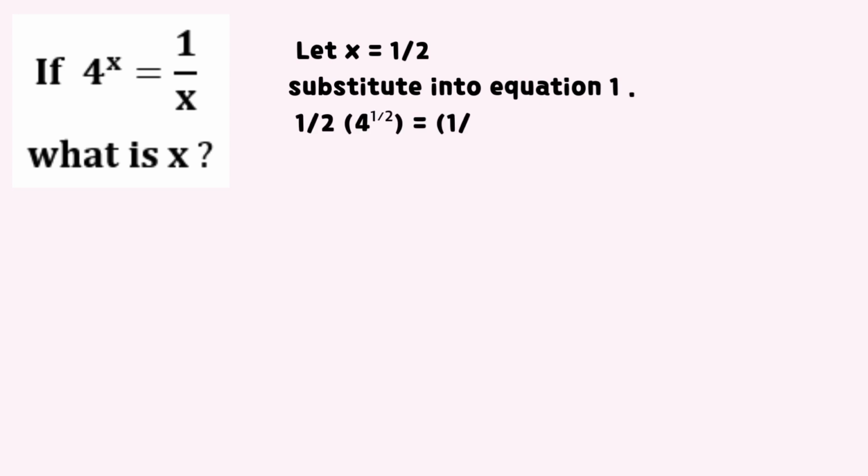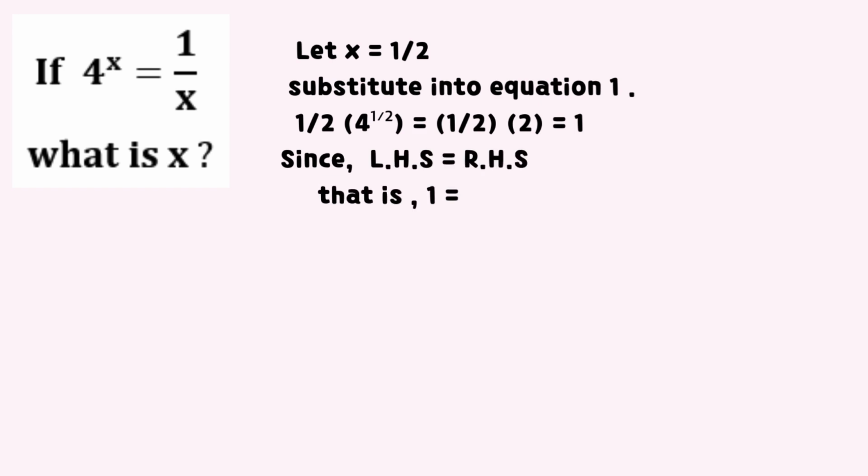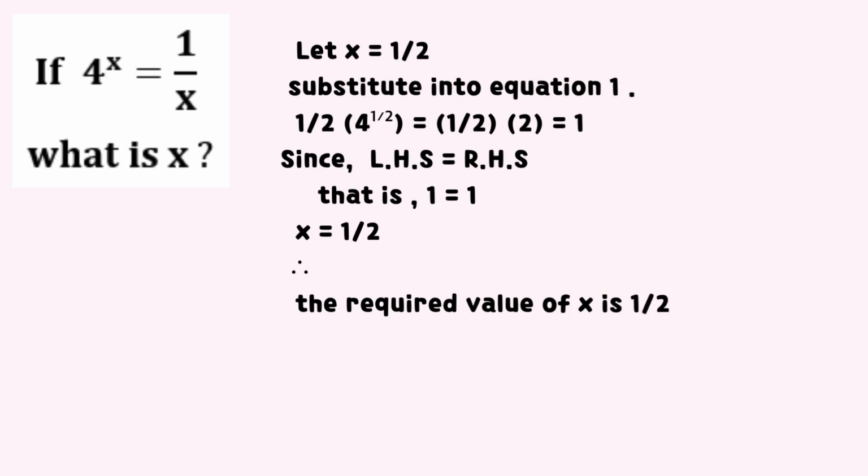Let x be equal to half. Substitute into equation 1. We have that the product of half and 4 to the exponent of half equals the product of half and 2, which equals 1. Because the left-hand side equals the right-hand side of the equation, that is, 1 equals 1 is a true statement, x is equal to half. Therefore, the required value of x that satisfies the given equation is half.